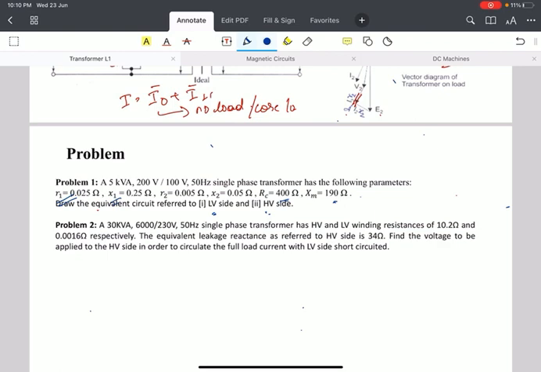So before drawing the equivalent circuit, we need to refer the transformer from primary to the secondary and secondary to the primary. For that we need A. A is equal to N1 by N2, which is equal to V1 by V2. We have been given this 200/100 volts transformer. V1 is 200 volts, V2 is 100 volts. Therefore, A is equal to 2.